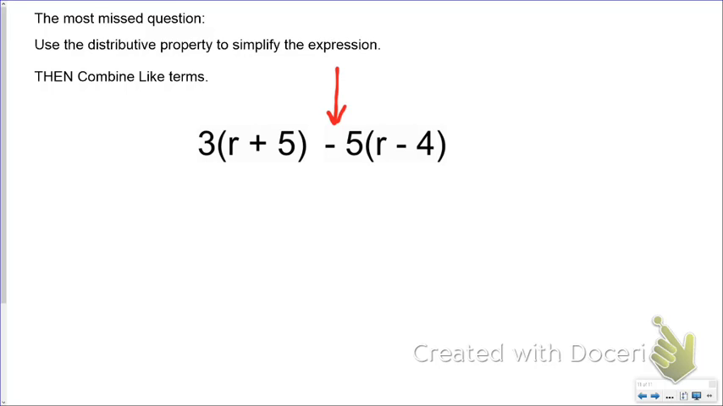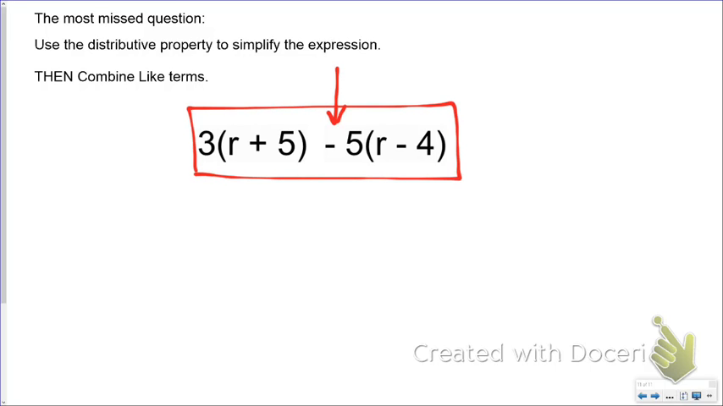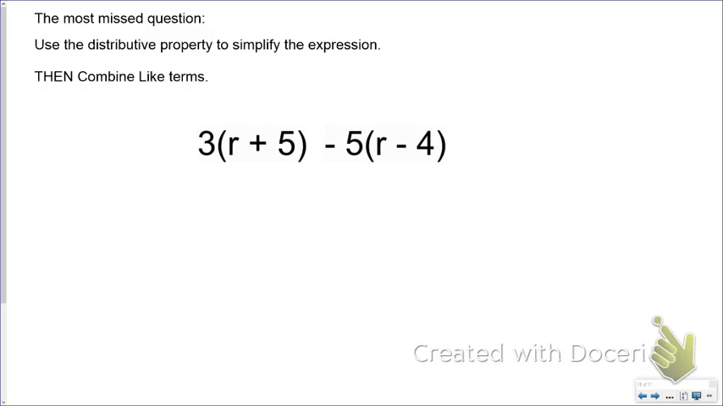So you'll be asked to simplify this expression. And a lot of kids will want to start adding numbers together before they can multiply. And remember, order of operations says we have to multiply before we can add. So the first step would be to distribute. 3 times r is 3r. 3 times 5 is 15. So I'm going to write that down.